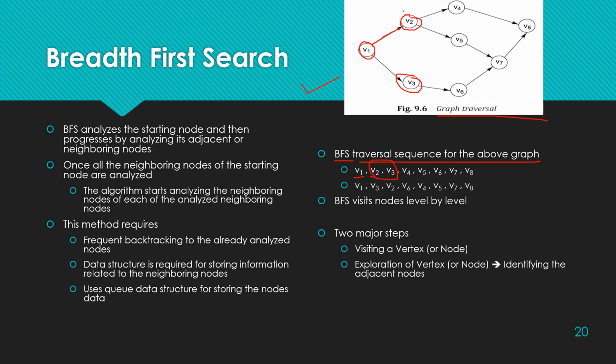Next, I'll consider V2. Who are the neighbors for V2? It is V4 and V5. So that is what is being written. For this vertex, these two are the neighbors.